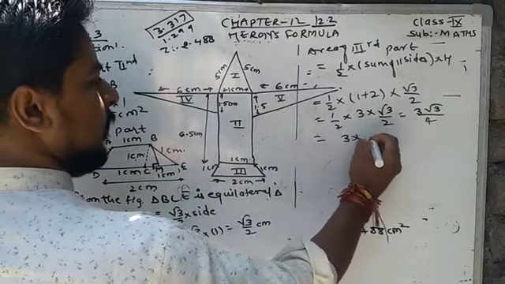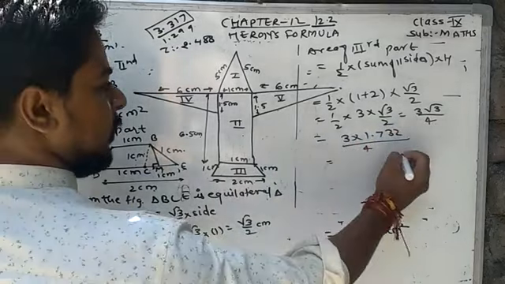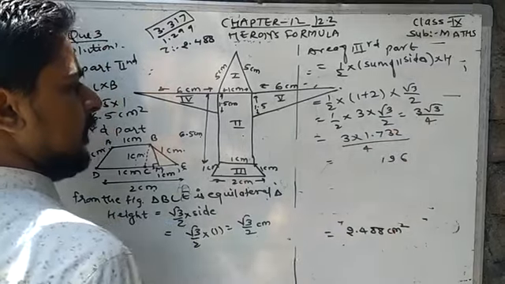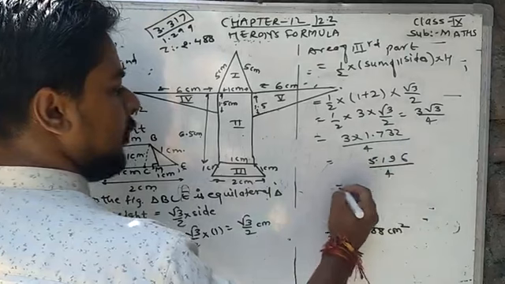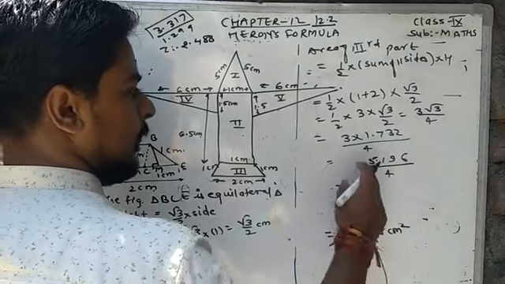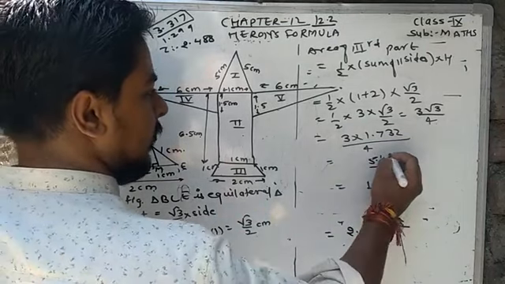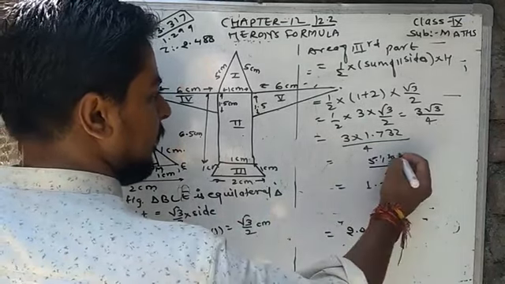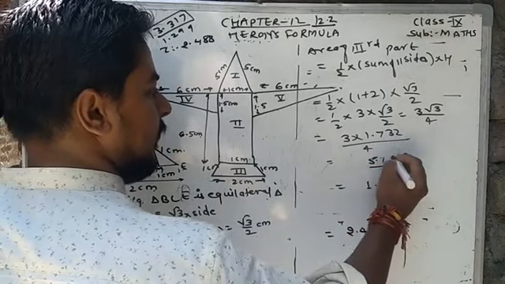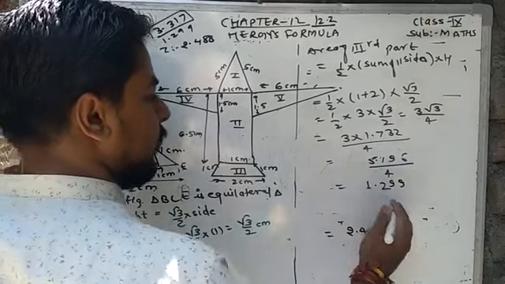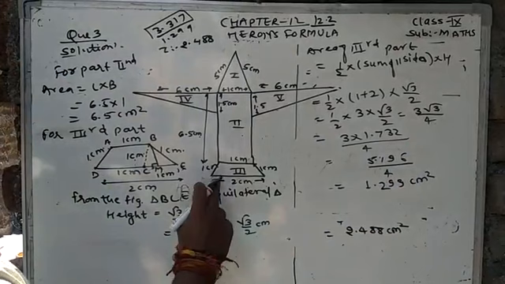So 3 multiplied by √3, the value of √3 is 1.732, divided by 4. 3 2s are 6, 3 3s are 9, 3 7s are 21, so 5.196 divided by 4. 4 1s are 4, 4 2s are 8, 4 9s are 36, and again 4 9s are 36. If we divide 5.196 by 4, then 1.299 centimeter square will be the area of the third part.